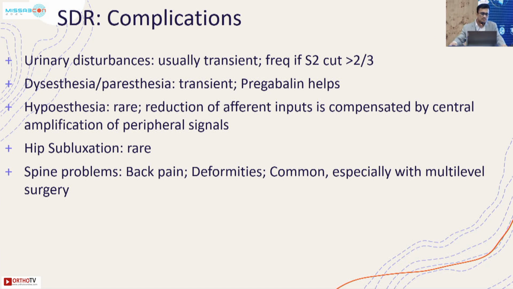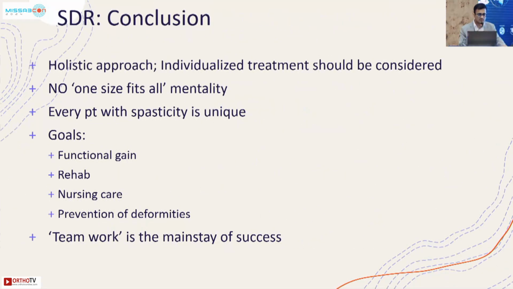Coming to the complications of SDR, there are various complications associated with it because it is an irreversible procedure. Urinary disturbances, especially if S2 is cut by more than 2/3, dysesthesia, paresthesia, hypoesthesia, and hip subluxation and spine problems. These are all the possible complications associated with it.